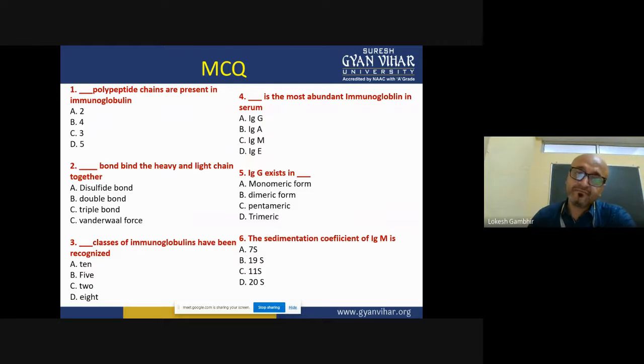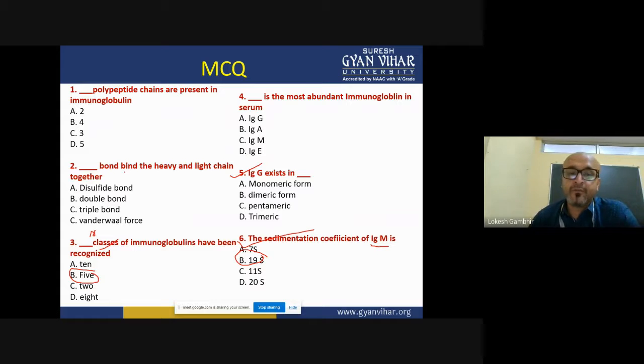So based on that, let's talk about the MCQs. IgG exists in, of course, monomeric form. The sedimentation coefficient of IgM, it was clear, is 19S. How many classes of immunoglobulins have been recognized? There are 5 classes that we are talking about. I have not written subclasses here; I am talking about only the classes.